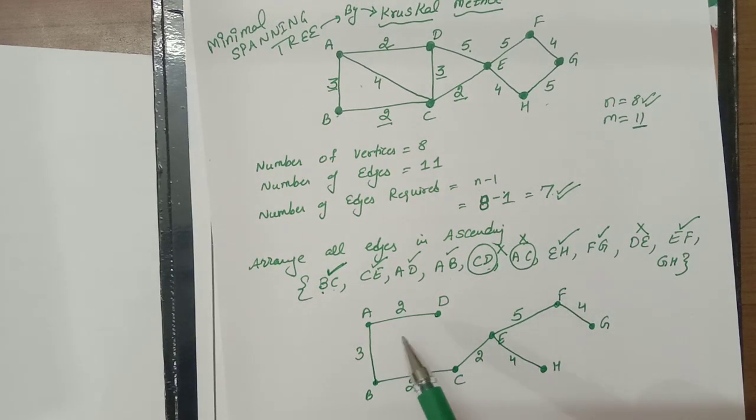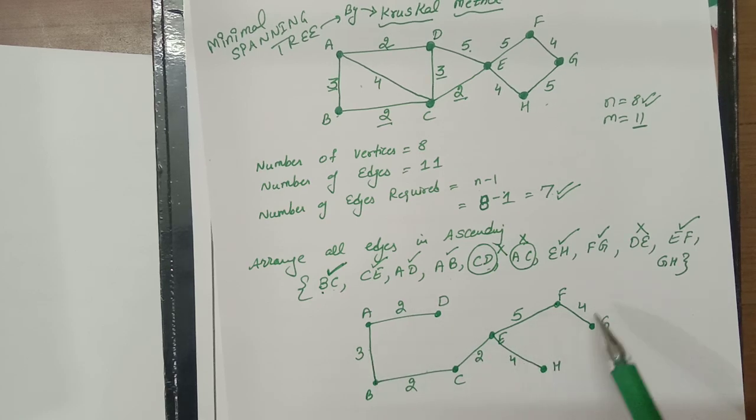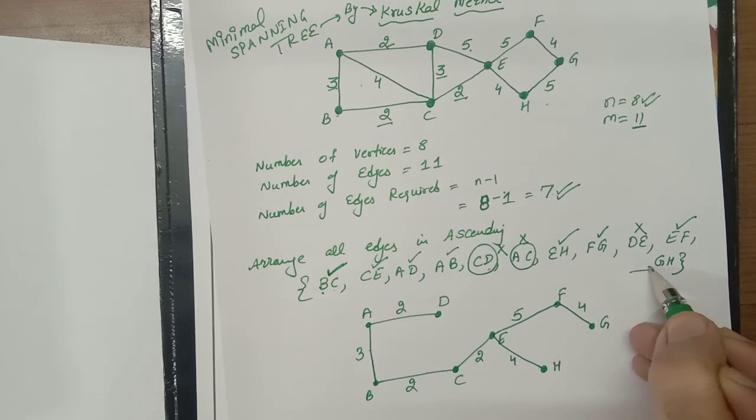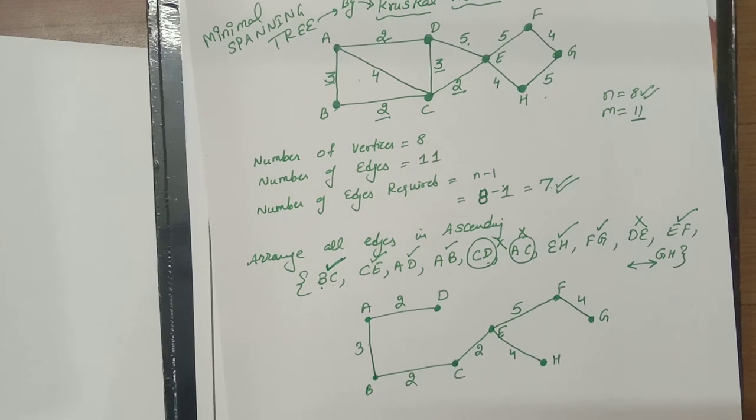Now you can see I have already inserted 1, 2, 3, 4, 5, 6 and 7 edges. So my question has been completed. After this, whatsoever number of edges there may be, they all are going to be rejected, so no need to check further. So this is my minimal spanning tree.